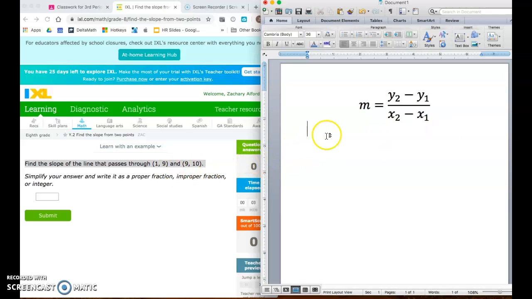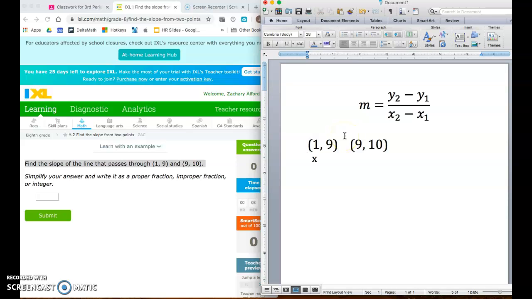Anyway, so with these kind of problems, we need to use our slope formula. M equals y2, our second y value, minus y1, our first y value, over x2, our second x value, minus x1, our first x value. So let's copy the 2 points on my scratch paper. 1, 9 is the first point, 9, 10 is the second point. And make that a little bit bigger. Okay. And let's label these 2 points.